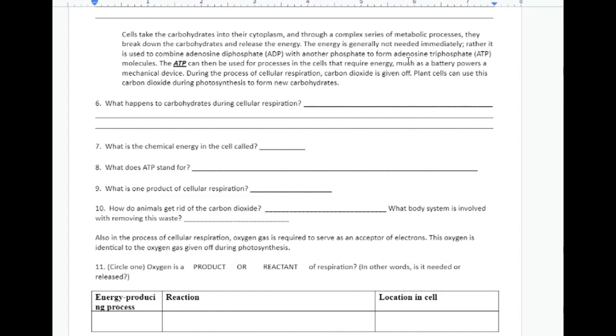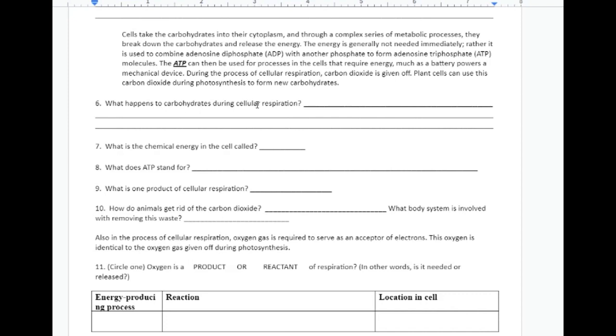The energy is generally not needed immediately. Rather, it is used to combine ADP, adenosine diphosphate, and other phosphates to form adenosine triphosphate, the energy-rich molecule that is used for the processes in the cells that require energy. Much as a battery powers a mechanical device, during the process of cellular respiration, carbon dioxide is given off. Plant cells can use this carbon dioxide during photosynthesis to form new carbohydrates, which we've already learned.